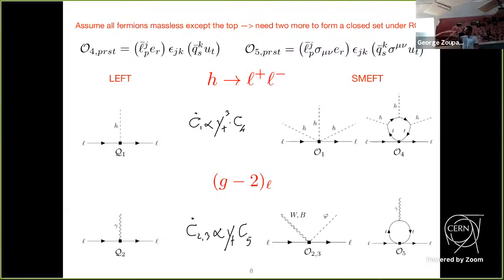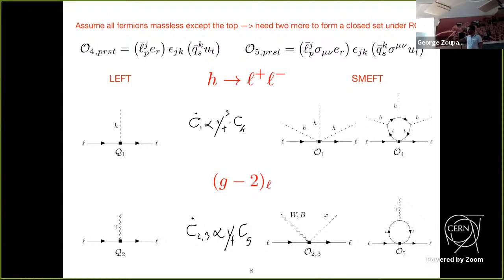If we now go again to the Higgs decay to leptons, on the left side we have an additional contribution. You can imagine we close the loop with the top loop, we attach the Higgs, and we get a mixing. So C prime has a term proportional to the top Yukawa to the third.